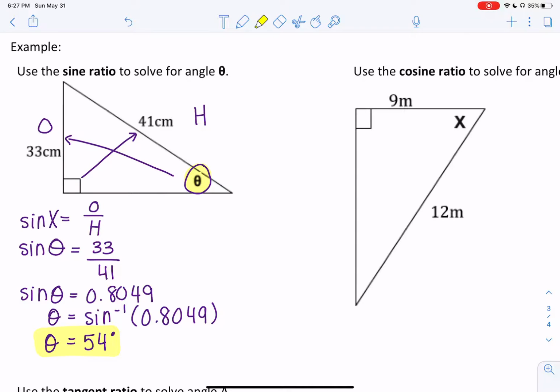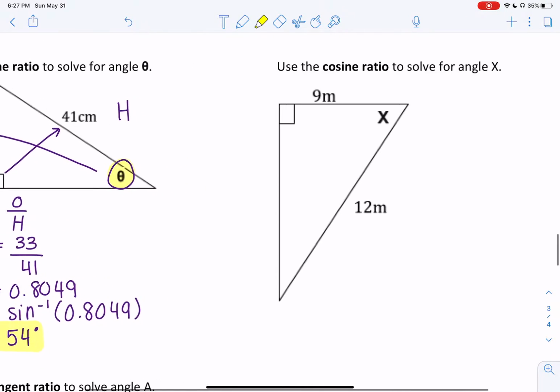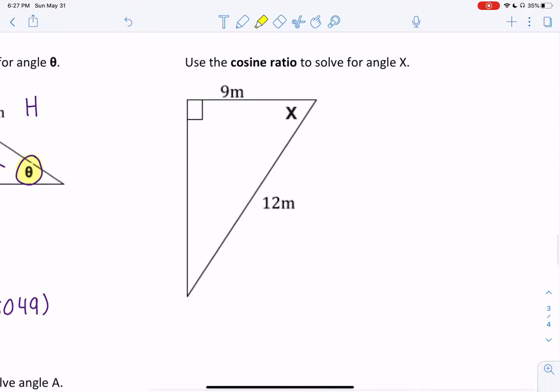Let's try another one together. For our next one, we're going to use the cosine ratio to solve for angle x. The first thing we do is we circle our angle, and then we label our triangle. The side right across from the right angle is our hypotenuse. And the side with this 9 that's touching our angle is called our adjacent.